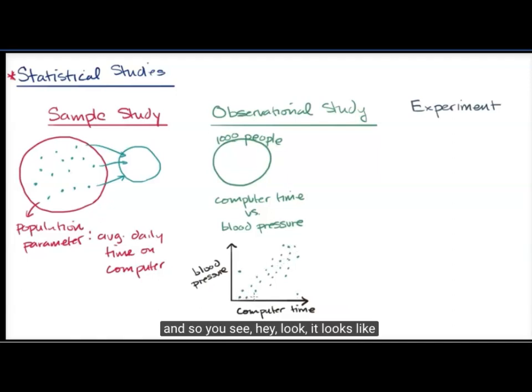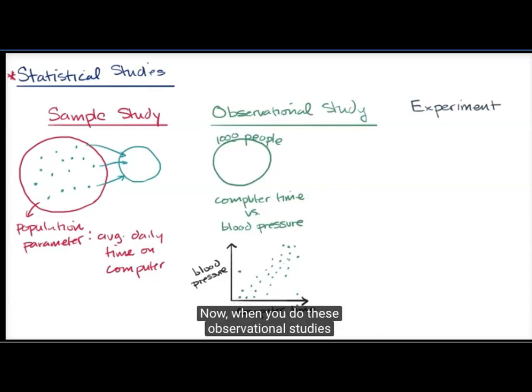And you see, hey, look, there are definitely some outliers, but it looks like these two variables move together. In general, the more computer time, the higher the blood pressure, or the higher the blood pressure, the more computer time. So you can make a conclusion here that these two variables are positively correlated. A reasonable conclusion, if you did the study appropriately, would be that more computer time correlates with higher blood pressure, or that higher blood pressure correlates with more computer time.